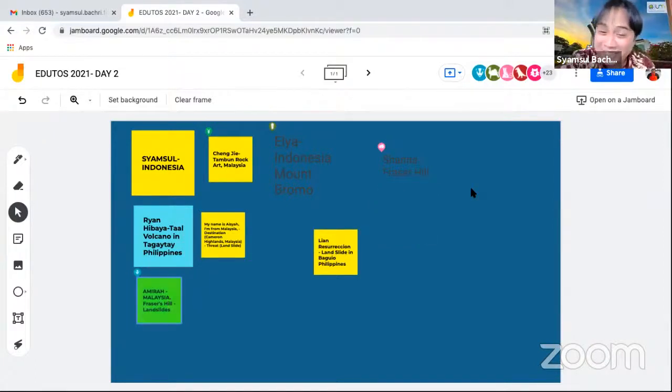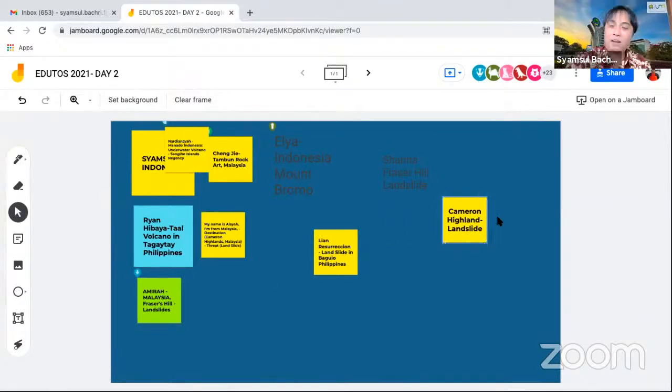Dr. Sarina, this one. Lian, landslide in Becquil, Philippines. Amira, landslide. Landslide as well. Okay, Cameron Highland set. I just want to map this one because this is one of our documentation, yeah, Mbak Praminda, and we will save this.